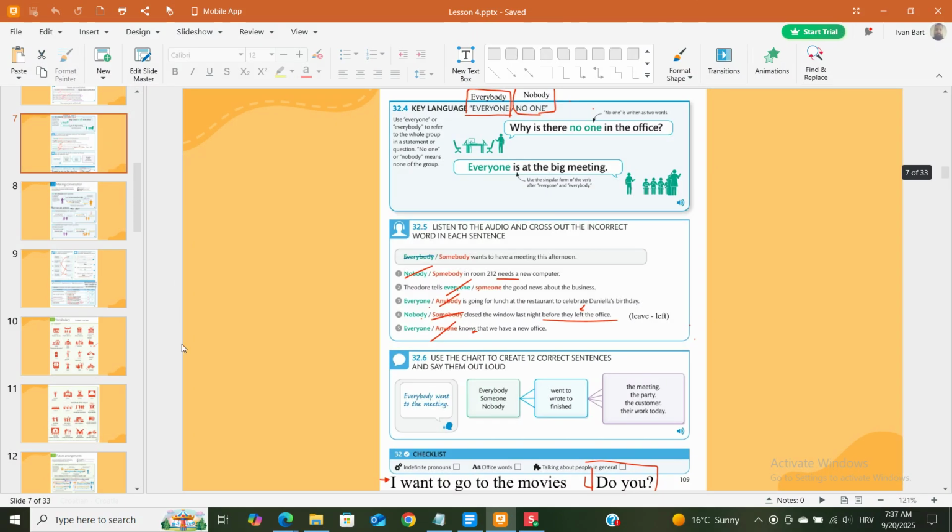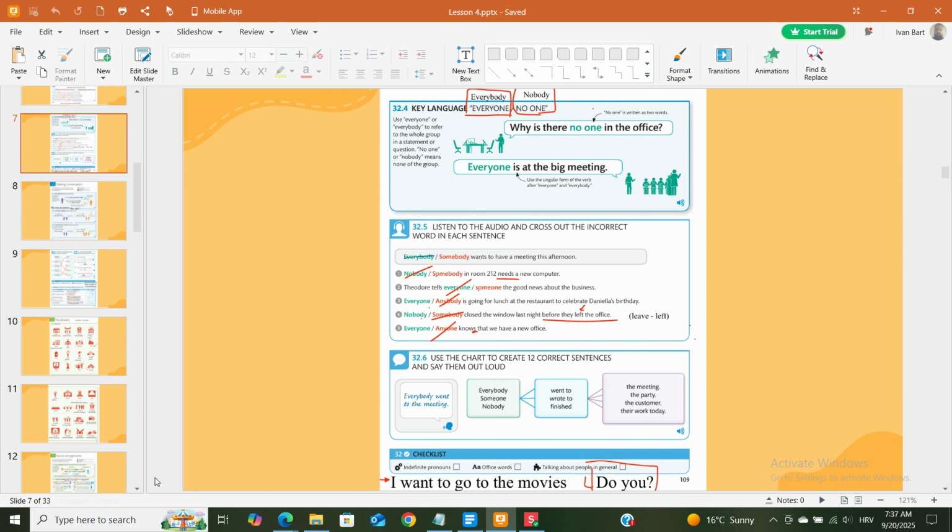Everybody, nobody. 32.4 Key language: everyone, no one. Use everyone or everybody to refer to the whole group in a statement or question. No one or nobody means none of the group. No one is written as two words. Why is there no one in the office? Everyone is at the big meeting. Use the singular form of the verb after everyone and everybody.